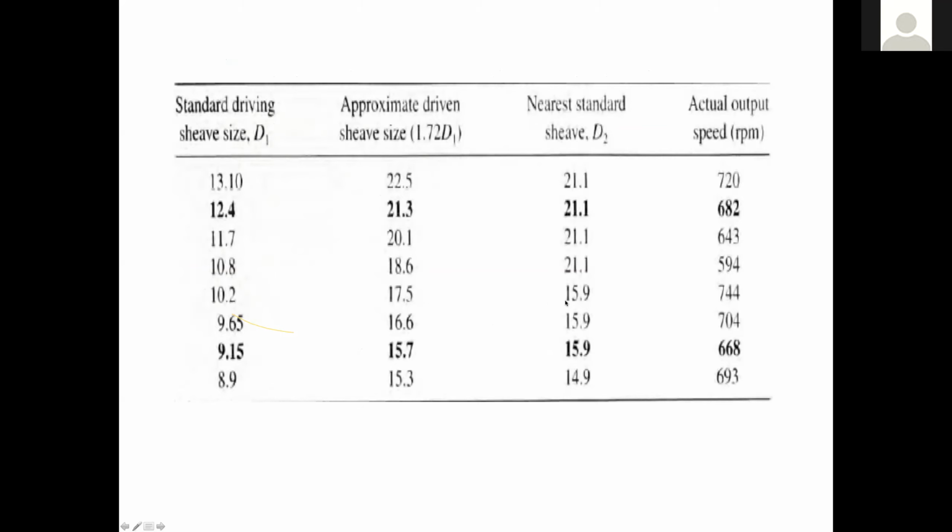You will see the output sheave diameter is 15.9. And the actual output speed will be 744. Now you have started a design. Your D1 is 10.2, your D2 is now 15.9, and your RPM will be approximately 744, because in your numerical it was given that your speed should be approximately 700. So there is no bar on that. You can select a higher speed also.